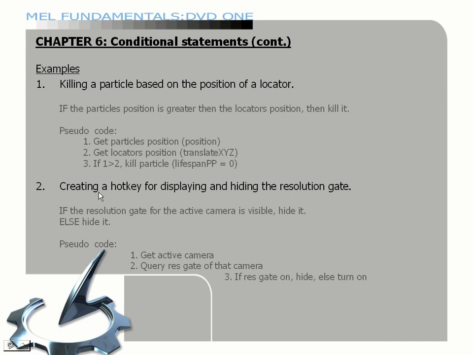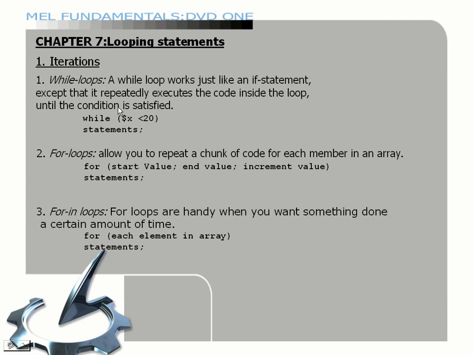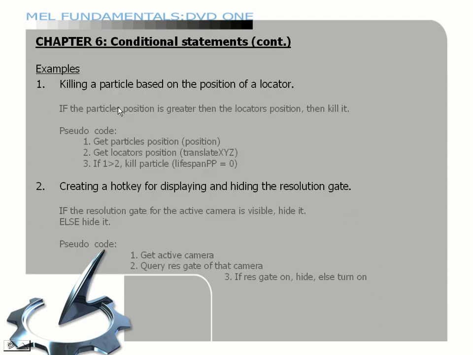So in the second example, creating a hotkey for displaying and hiding the resolution gate, let's take a look what we need to do. Again, the conditional is if the resolution gate for the active camera is visible, hide it. Else, hide it. Else, it means that the resolution gate, oops, sorry, there's a little typo here, else show it, that has to be, okay? So if the resolution gate for the active camera is visible, hide it, else show it, obviously.